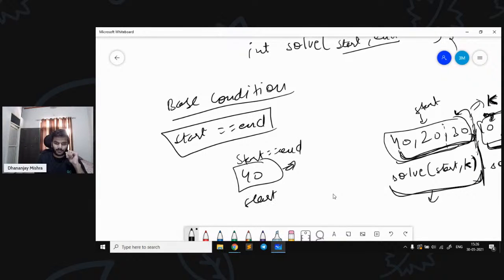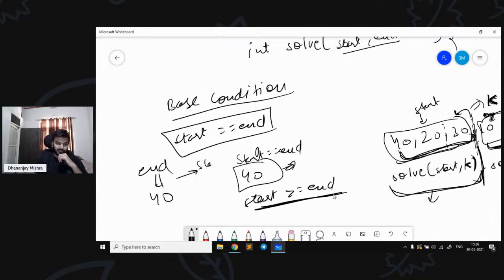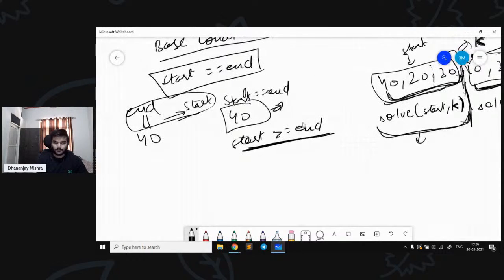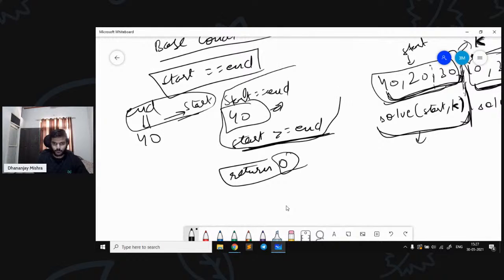Similarly, if my start reaches greater than or equal to end, that means if I have 40 and my end is pointing here, then my start is pointing somewhere here, greater than end. It is also not logical. So these two are our base conditions, and once we reach them we will return 0. Why 0? Because in these base conditions we will not be able to form any matrix, and if you're not able to form any matrix, there is no cost of multiplication. That's why we return 0.